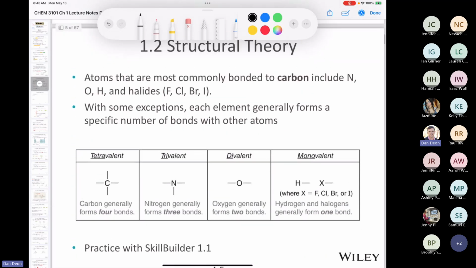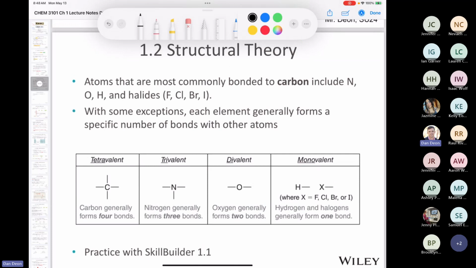Anyhow, so atoms that are most commonly bound to carbon. Well, we saw in the previous slide that you could have an oxygen bound to carbon. Turns out you can also have nitrogen bound to carbon, the halogens, hydrogen, obviously. And so these are the atoms that we're going to talk about a lot in this chapter. And in this entire class, we're going to talk about carbon, nitrogen, oxygen, hydrogen, the halogens, fluorine, chlorine, bromine, and iodine. And you should know how many bonds each one of these atoms forms when it's neutral.